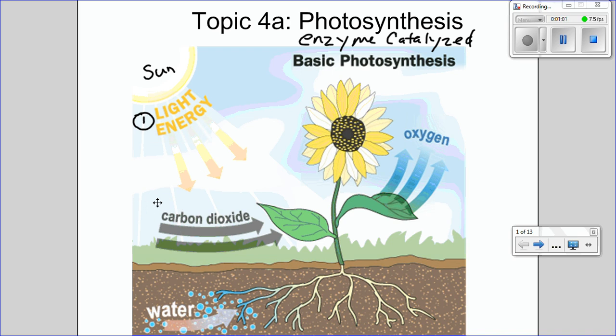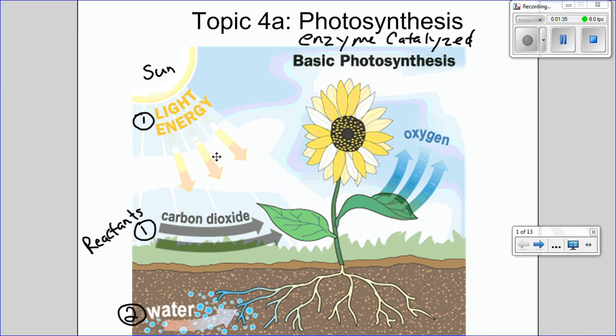The two reactants that are needed are, one, carbon dioxide, which is absorbed through the stomata of leaves. We talked about stomata in ecology, so if you need a reference, go back to that. And second, the second reactant that we need is water. Water is taken up through the roots and brought to the leaves, and then the carbon dioxide and the water in the leaves of plants undergo photosynthesis.